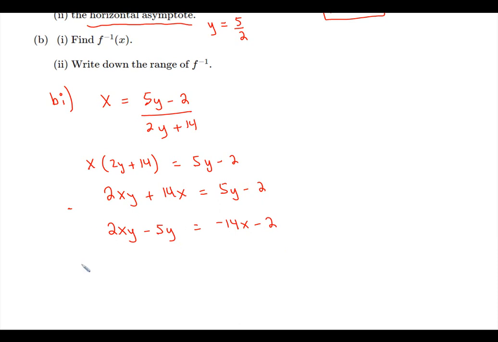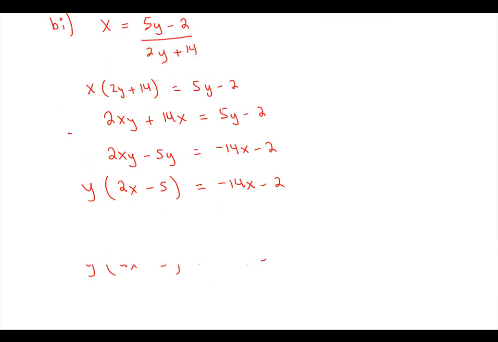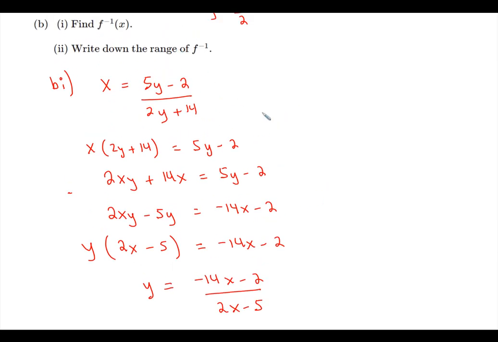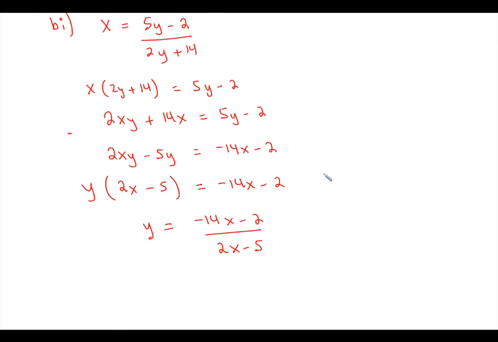Then we want to factor out the y because we need to get y by itself. We get y times 2x minus 5 is equal to negative 14x minus 2. Get y by itself, just divide by 2x minus 5. So y is going to equal negative 14x minus 2 divided by 2x minus 5. Right? And then once you have y by itself, you want to replace it with the inverse notation. So f inverse is going to equal negative 14x minus 2 over 2x minus 5. So this would be your inverse function of f.